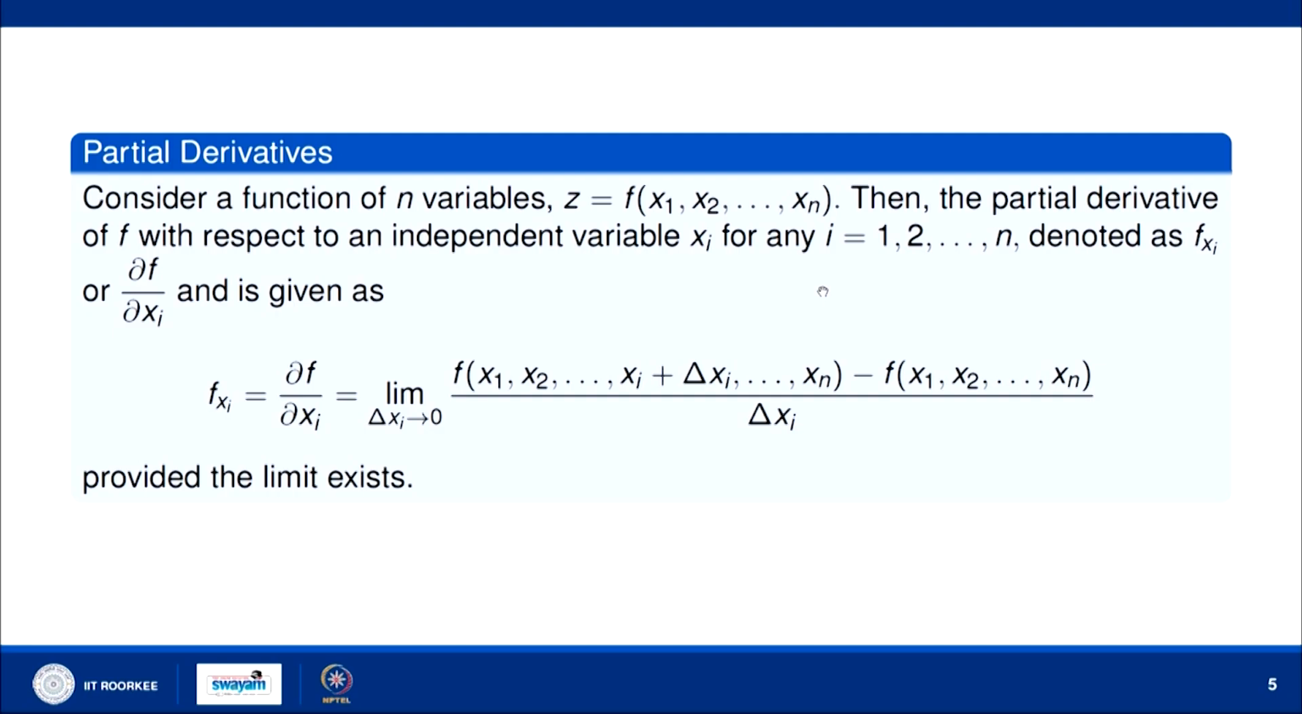Okay. Now, come to partial derivatives. How can we define partial derivatives? Here is an example. Consider a function of n variables given by z equal to f of x 1, x 2, up to x n, and then the partial derivative of f with respect to x i is defined like this. So, let us understand what this means.